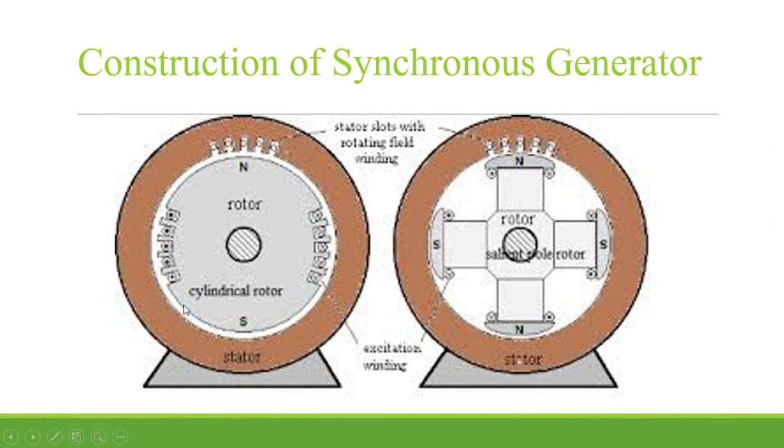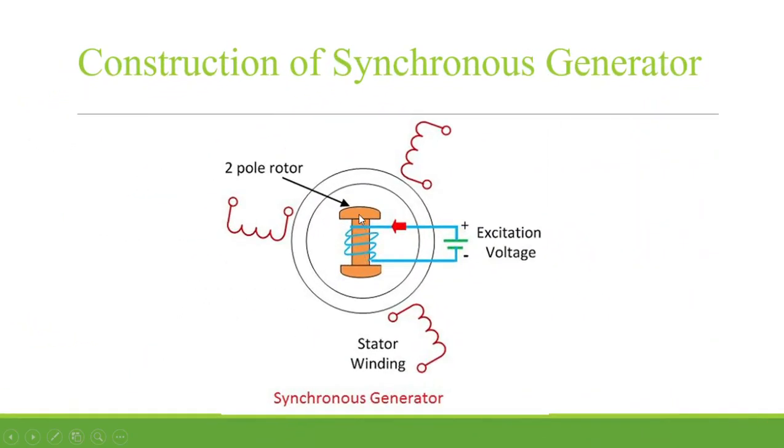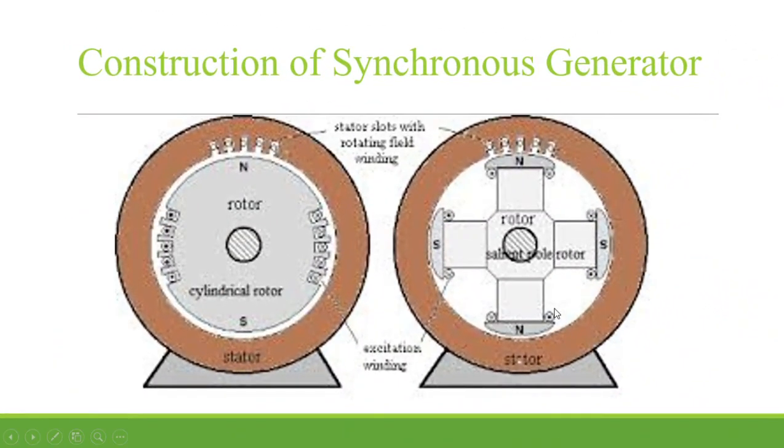So the first one is a cylindrical rotor and the other one is salient pole rotor. So what is a salient pole rotor? Here in the previous diagram, this is a salient pole rotor having two poles, and in this diagram, this is a salient pole rotor having four poles. So salient, SALIENT, salient means that it is projecting outwards.